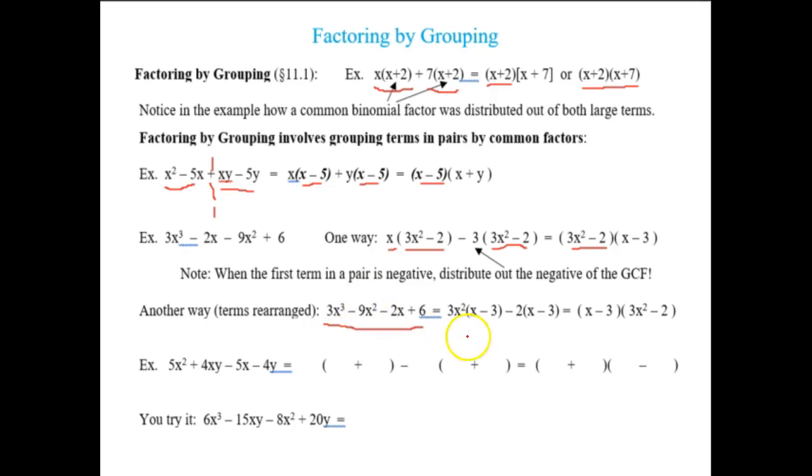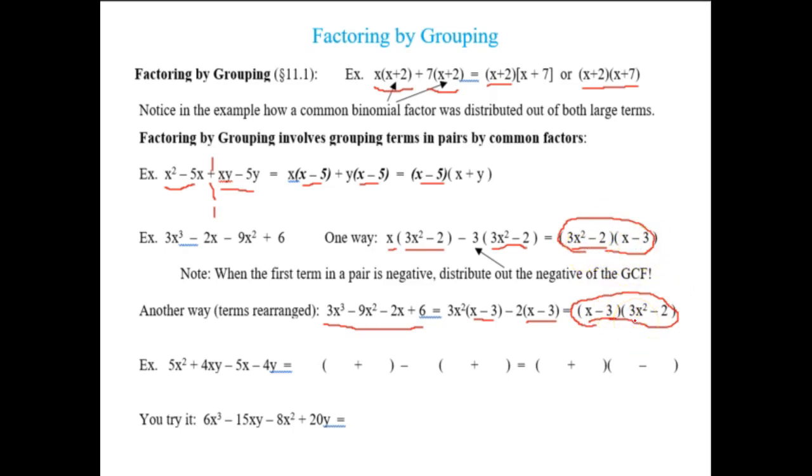So in the first two terms, the greatest common factor is 3x squared, and then that leaves them with x minus 3. In the last two terms, we have a minus 2x and a 6. So if you distribute out a negative 2, you end up with x minus 3. Now, again, we have a common binomial factor, x minus 3. So we pull that out, x minus 3, and that leaves us with 3x squared minus 2. Now you notice that the answer is still the same. The only difference is the order of the parentheses.